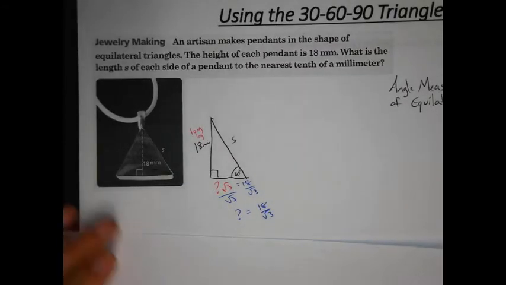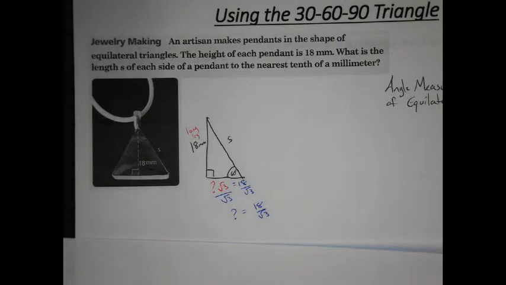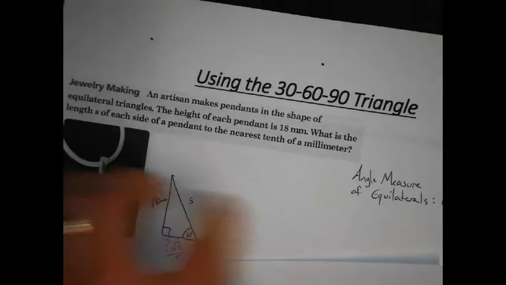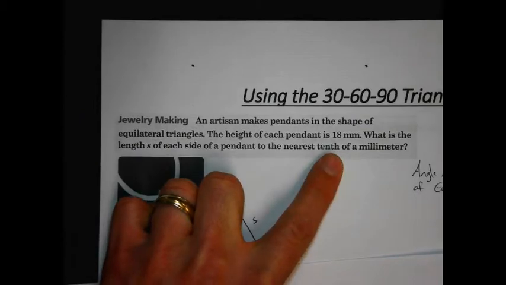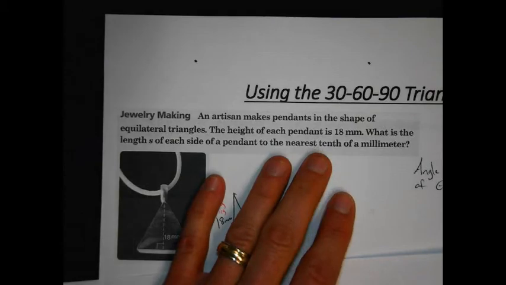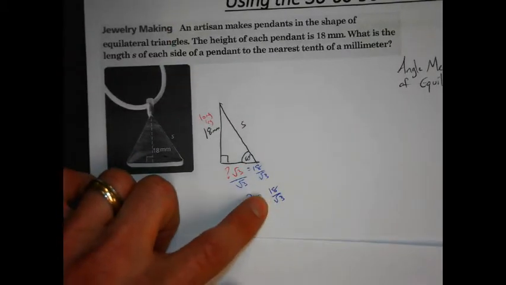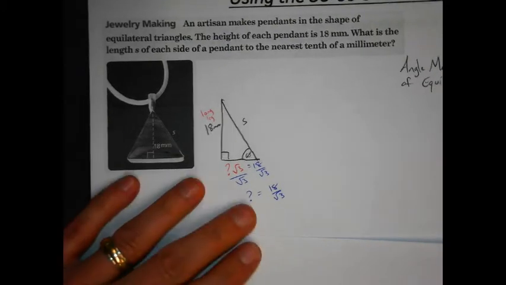Now, I am not going to rationalize this denominator, and you're going to ask, but Mr. Katz, I'm reading the question: what is the length of each side to the nearest tenth of a millimeter? So I'm not using exact values, I'm rounding. I'm not going to rationalize this yet, because there's no need. I'll be using decimals in a second. All we have found is the short leg.